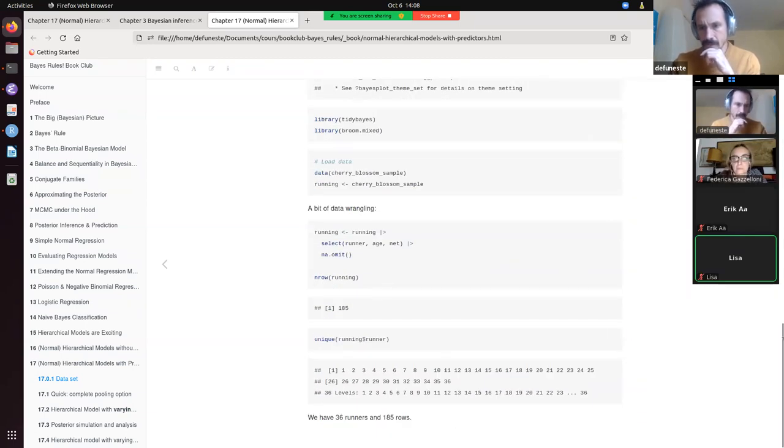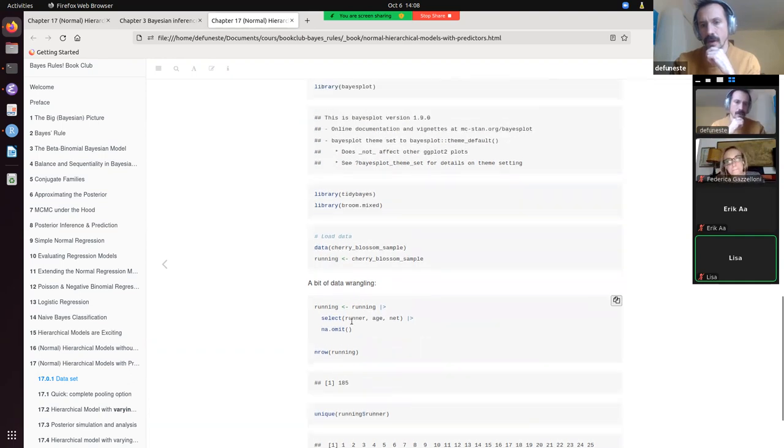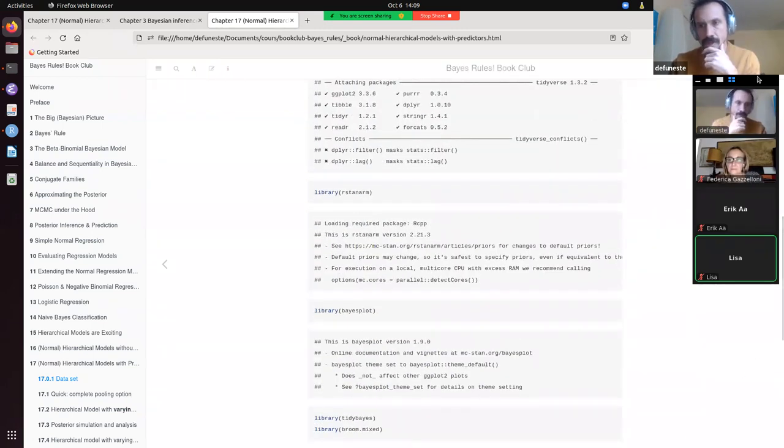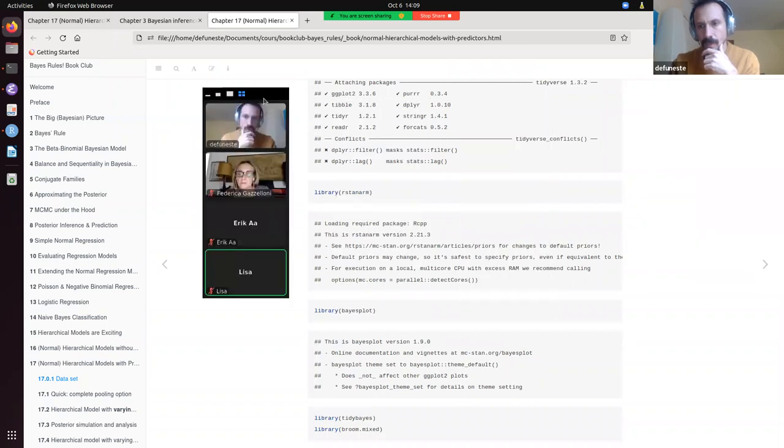Okay. So yeah, we have 36 runners and 180 rows. We will try to build a model that predicts the running time according to the age, with a grouping variable, so it is hierarchical, as the runner, because they are individual.